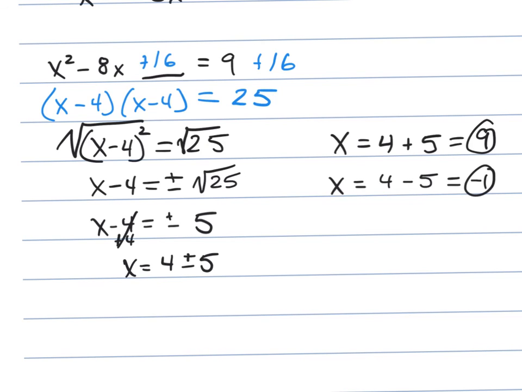Wait, so if there was an i, you couldn't do that? Correct. So she's saying, like, if that was 4 plus or minus 5i, then we were done. But 4 plus or minus 5, well, that we can work with. And that, my friends, is it.